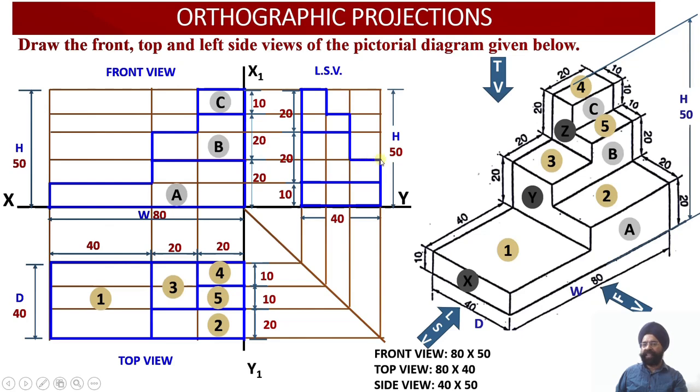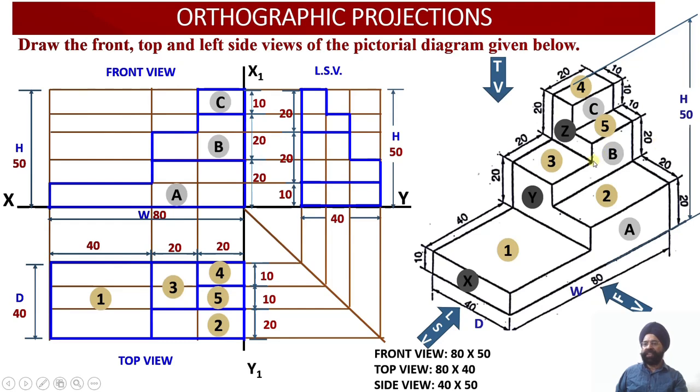Where have I marked this depth? I have marked this depth over here in the top view. Okay, so this depth has been marked over here as 20. So this is 20, this is 10, and then another 10 upwards, and then as you move back another 20 millimeter. So 10 millimeter up, and then again 20 millimeter back side. So this completes the true shape of the surface Y.